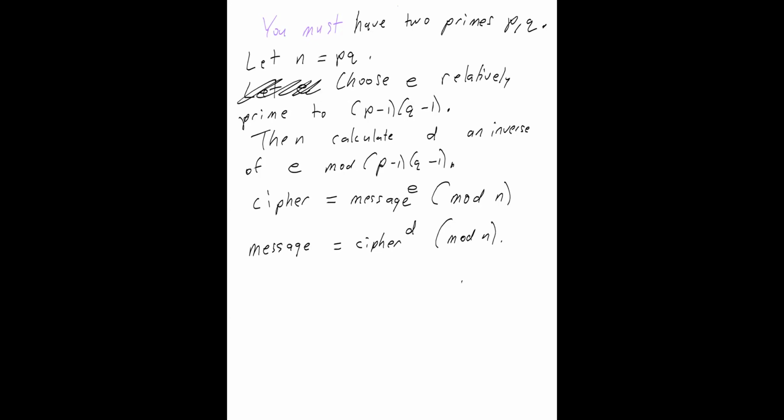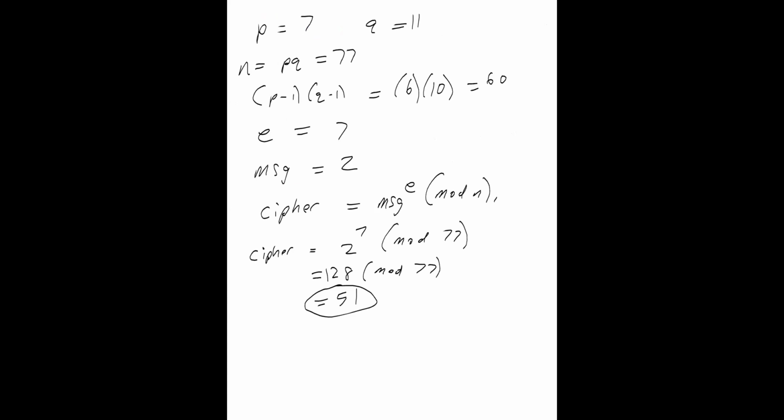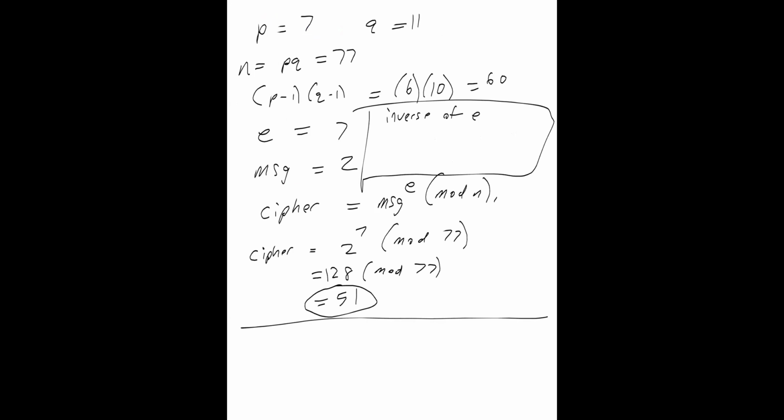So we already talked about how to find the inverses of things, mod certain numbers. So the inverse of something mod a number means that, the inverse of E mod 60. So 60 is the value of P minus 1 times Q minus 1. What does it mean to say find the inverse of E mod 60? So the decryption key will equal the inverse of E mod 60.